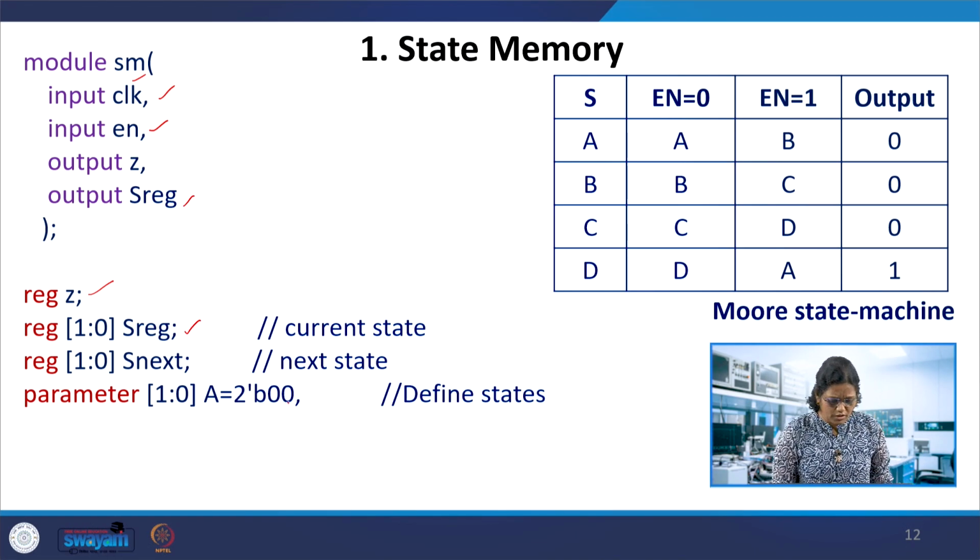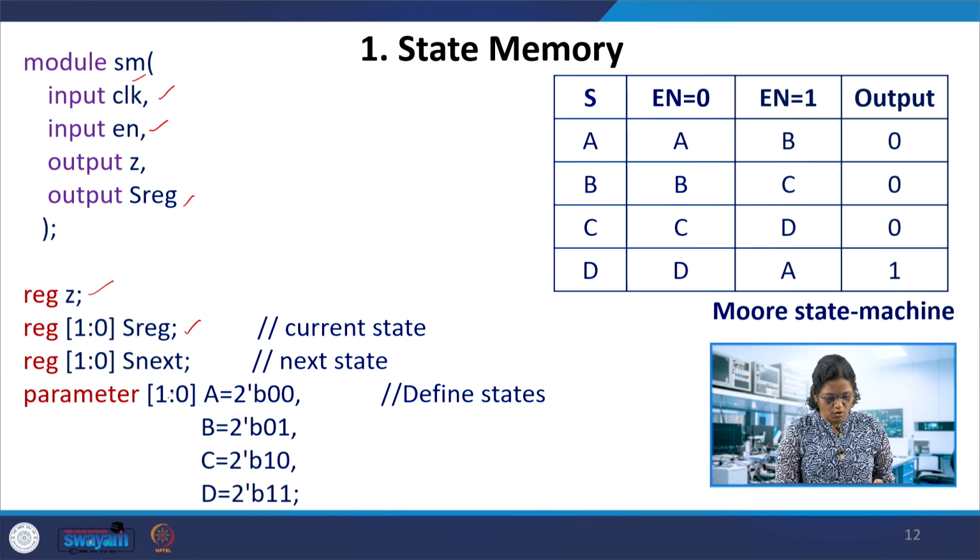That is 2 bit 00, which is A. That is 2 bit 01, and comma, the definition does not end, 01 is B. And C is 10, 2 bit, and D is 11. So, then semicolon. So, all of them are defined now. A, B, C, D are 4 states.